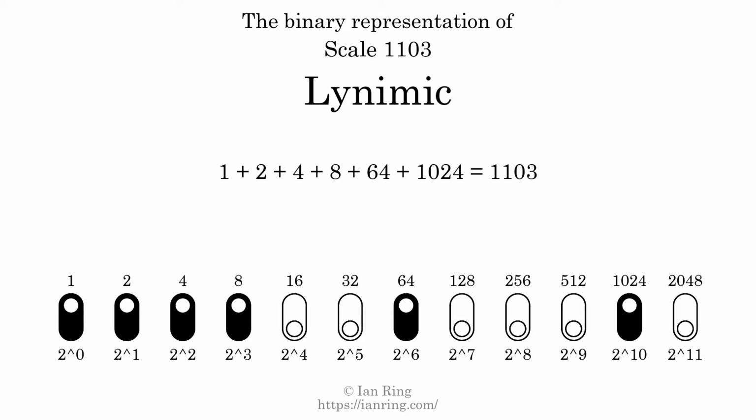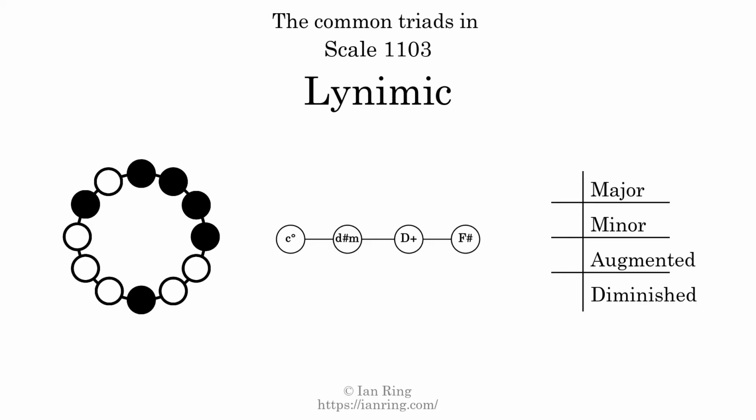The scale number not only enumerates the scale with a unique index, but it also literally describes the tonal content of the scale. Represented as a binary number in base 2, the scale number is 010001001111. Here are the common triads present in this scale.